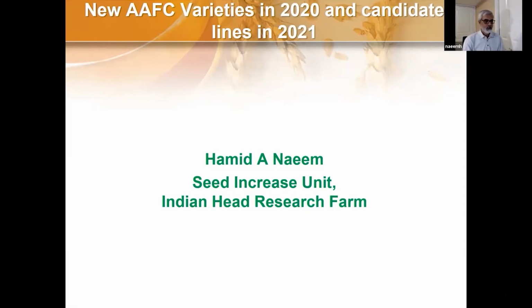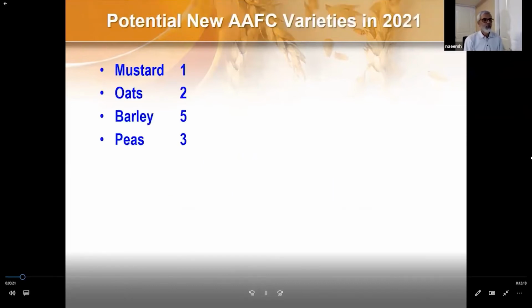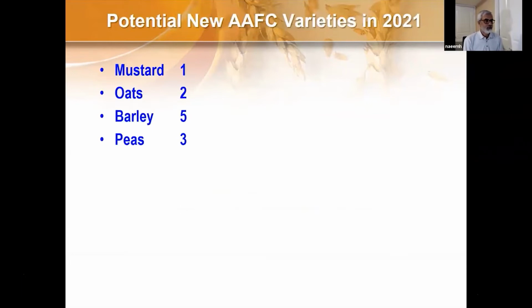Few of them were released in 2020, and the other ones will be offered at the PGDC meeting for approval this year. That will be at the end of February. I'll be presenting one mustard variety that was approved last year, 2 lines, and 5 barley lines and varieties, and 3 pea varieties. So let's start with the mustard.